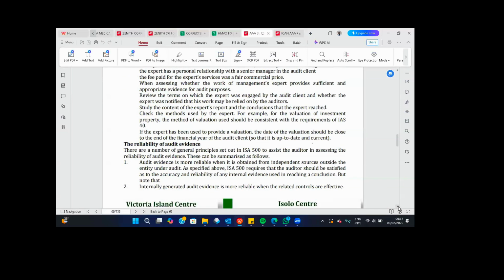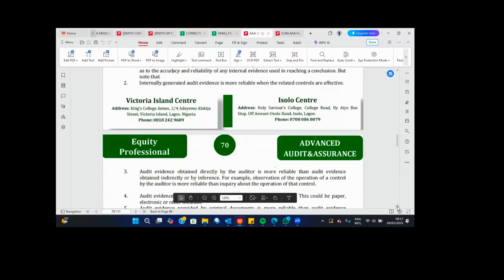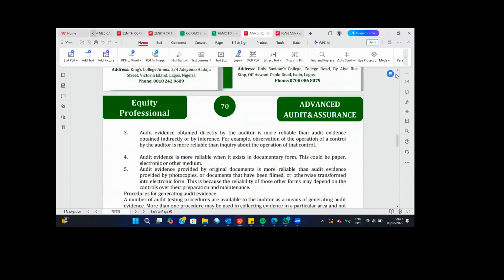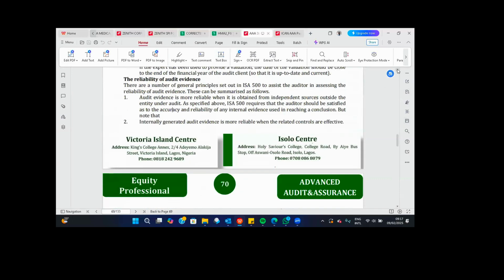Now, when you talk about the source of the information, you have to test the source. How do you test the source of the information? We are talking about generalization of audit evidence. This is it here. How do you test the reliability? You have to ensure these are possible. There are 5 of them, so let's look at them one after the other.